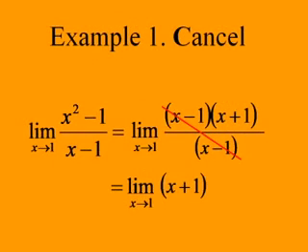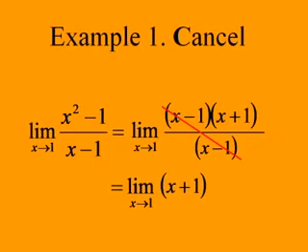Now for the cancellation. Since x minus 1 is a factor of both the numerator and the denominator, we can cancel these factors. We write the equal sign and the limit as x approaches 1. The cancellation leads to the new function x plus 1.